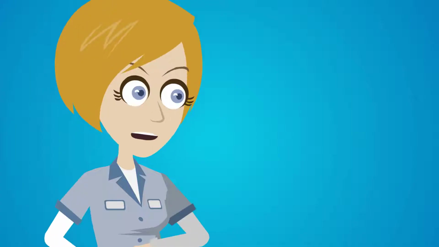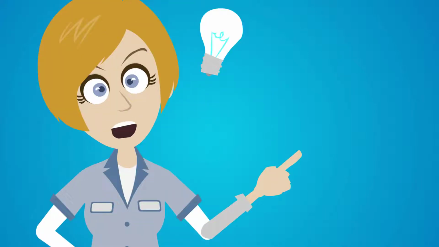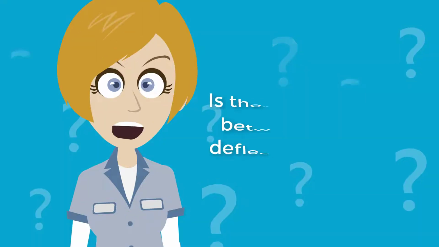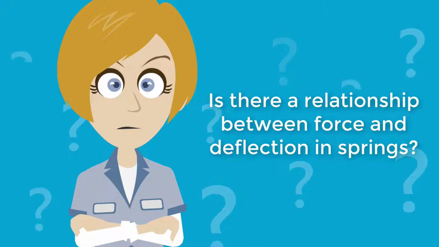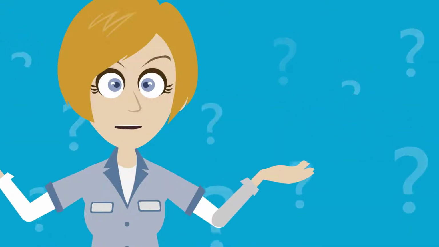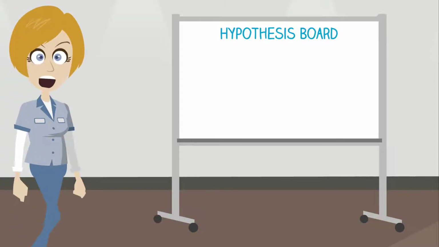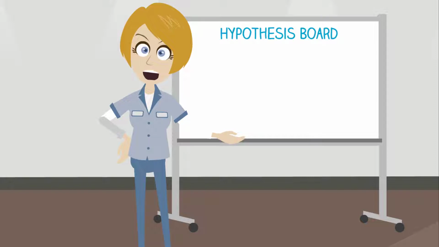So this got me thinking, if so many objects rely on springs to function correctly, there must be a relationship that engineers can use to design them. Is there a relationship between the force exerted on a spring and how much it deforms? And what would that even look like? Well, I'm not called Hannah Hypothesis for nothing. This is my hypothesis board. All my experiments begin here, because how are we going to find answers if we don't even have a question?